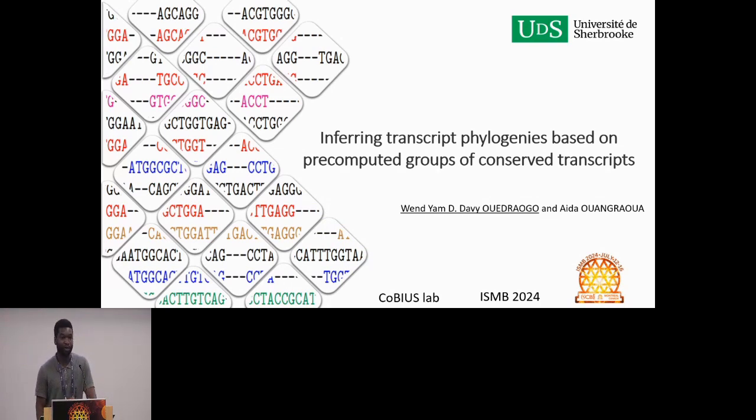My name is Davy Ouedraogo and I'm currently a PhD student at the University of Sherbrooke in the Cobios laboratory. So today I'm going to present you a new approach to infer transcript phylogenies based on precomputed groups of conserved transcripts.